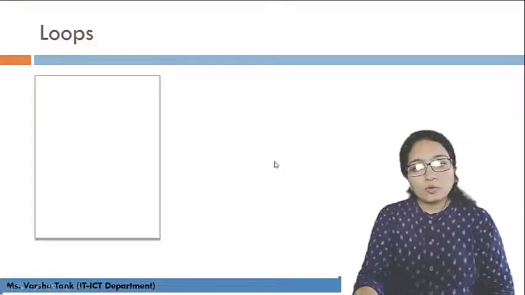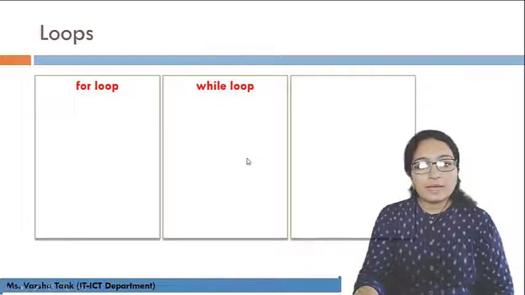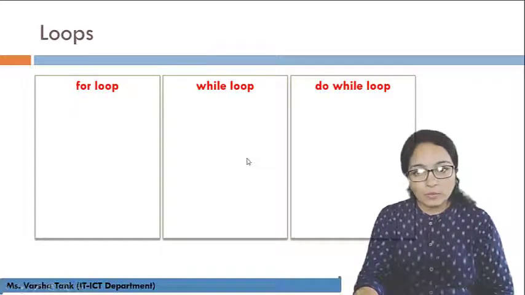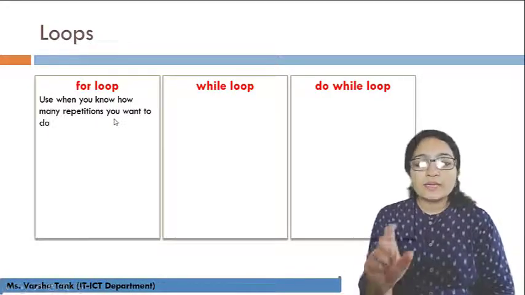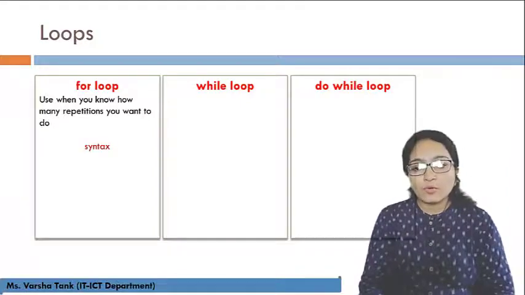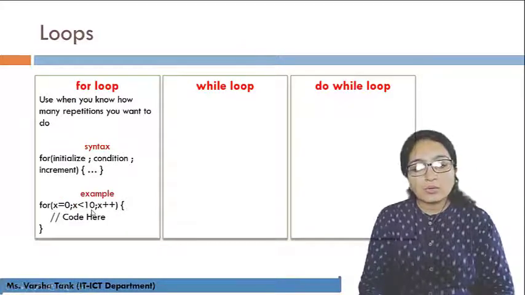Now next one is the loop. Here you can see three different types of loops: the for loop, the while loop, and the do-while loop. The for loop is used when you know how many repetitions you want to do. So when you know the exact number of repetitions, you can use the for loop. The syntax for the for loop is for, initialize, then condition, and then increment. Here you can see for x = 0, x <= 10, and x++. The normal way that you write in C, the same way you can write here in JavaScript.